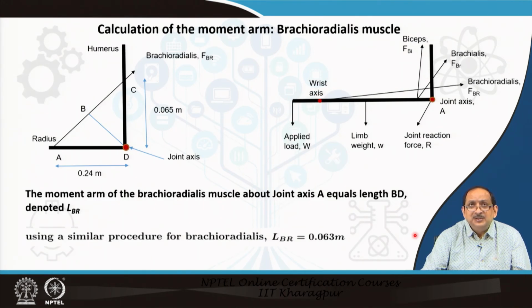Next is the calculation of the moment arm of the brachioradialis. Following a similar geometric procedure, we can calculate the moment arm of the brachioradialis muscle about the joint axis A, which is calculated as 0.063 meters.